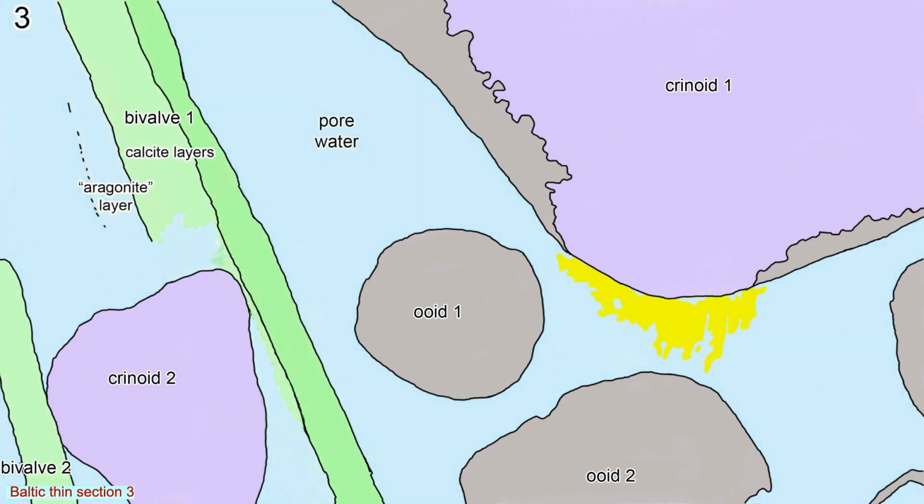The bivalve's aragonite layer and part of its calcite layer are dissolved. Crinoid 2 compacted into the space in the bivalve shell created by this dissolution. The zigzag surface that was present on crinoid 1's epitaxial crystal is now ragged.